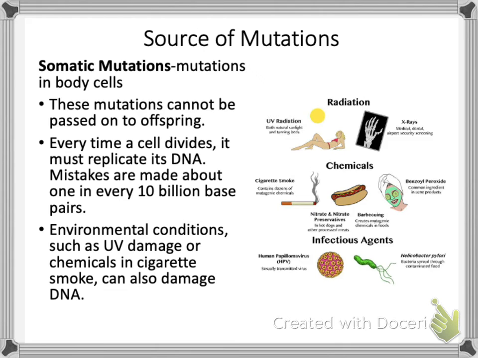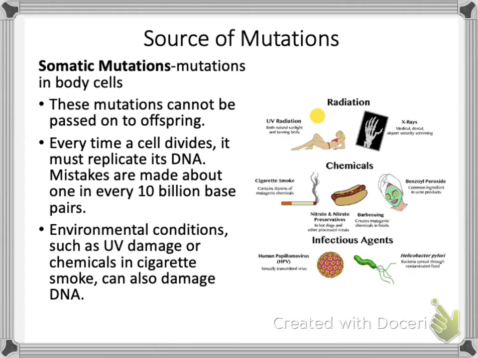So let's talk a little bit about what types of mutations can occur. Mutations can come about in two different ways. They can either be somatic or germline. Somatic mutations are mutations in body cells. They are not passed on to the offspring because offspring are made through sperm and egg, not our body cells, right? We don't pass our skin to our kids.